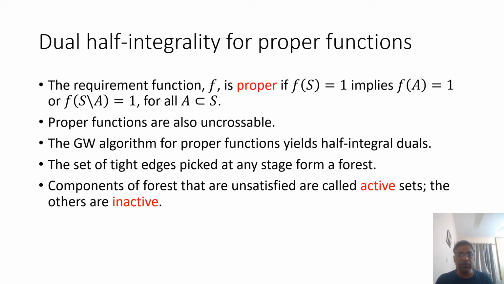And why am I telling you this? Because this was sort of our starting point. This was our motivation to try and see whether we could extend this property of the Goemans-Williamson algorithm also to WGMV. And just two lines about what the GW algorithm is. It's very similar to the WGMV algorithm, and at any point, the set of tight edges that we have form a forest, and the components of these forests which are unsatisfied are called active sets, and the other sets are called inactive. And we'll use that in the next slide.